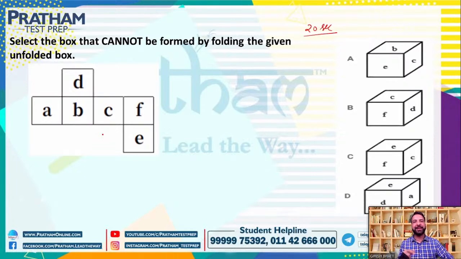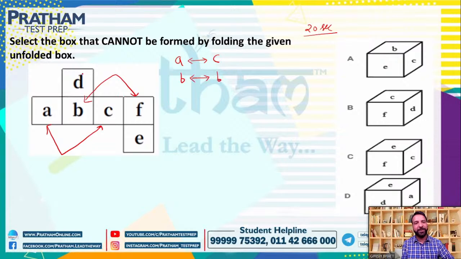Select the box that cannot be formed by folding the given unfolded box. Excellent. Apply the same concept. Alternate faces are opposite. Check the alternate faces, you'll get the answer. B and F, they are also opposite. Now left with D and E. So remaining faces are also opposite.